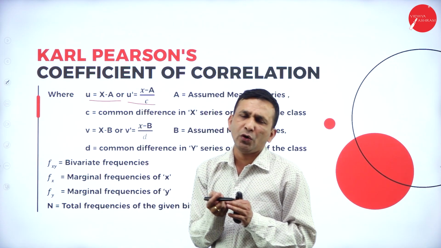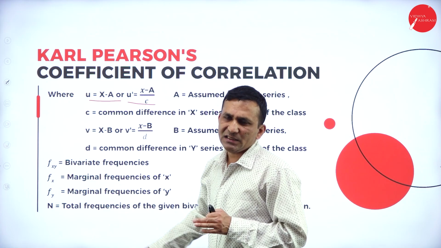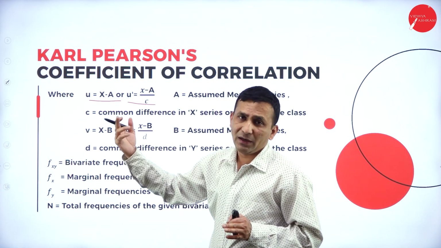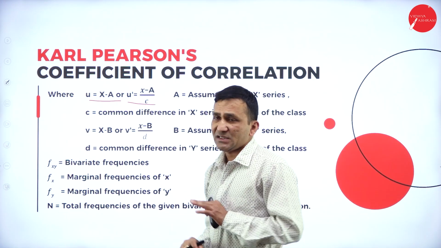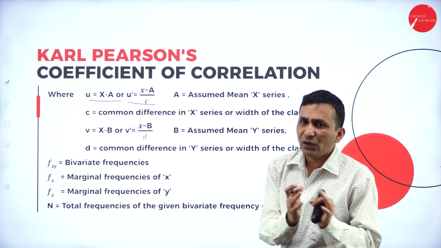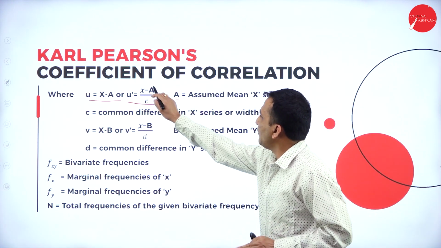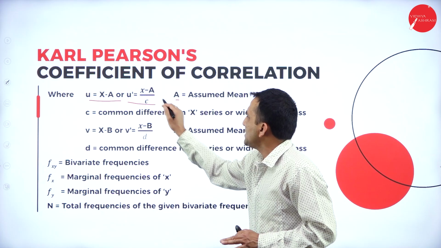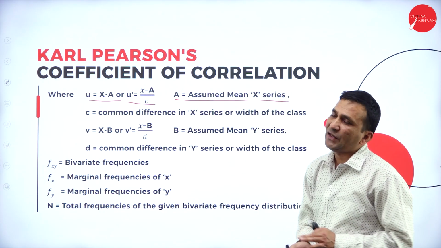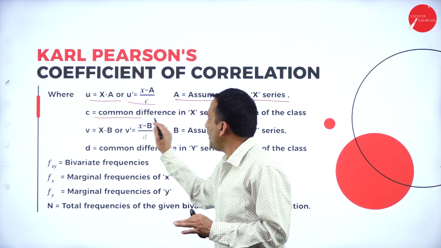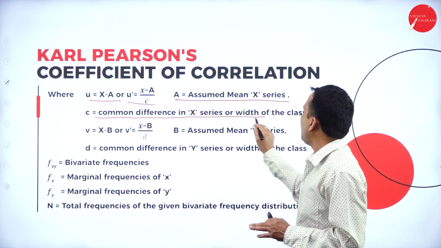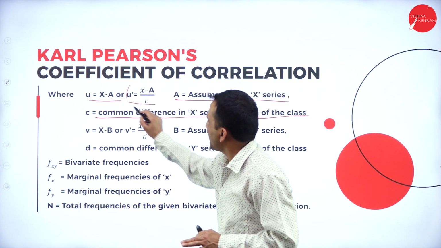Okay, how do you get to know u dash? From the x series, you need to assume any one value as a, divided by c. C, you know, is the equal distance or width. So u dash is x minus a, where a is the assumed mean for the x series. C is a common difference for the x series, or width of the class, because in this case only.